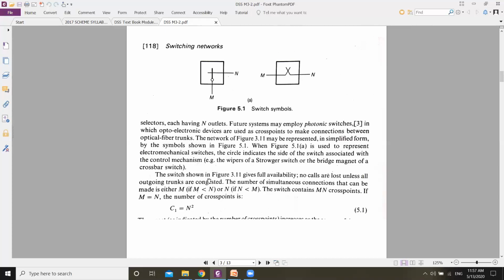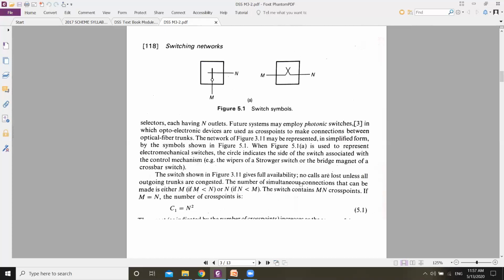Now, the switch shown in figure 3.11 gives full availability. That is, the system designed using m inlets and n outlets has full availability. The meaning is, no calls are lost until all the outgoing trunks are fully busy or congested. Till that time it will be fully available, meaning no calls will be lost at all. The number of simultaneous connections that can be made is either m or n.